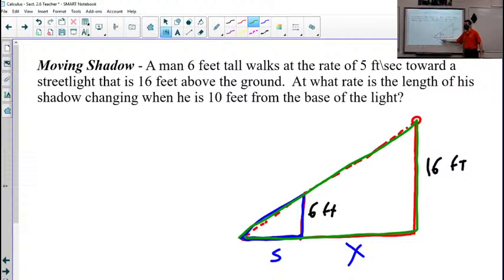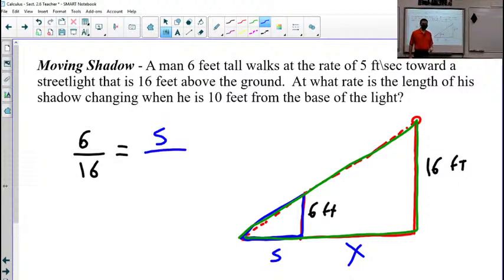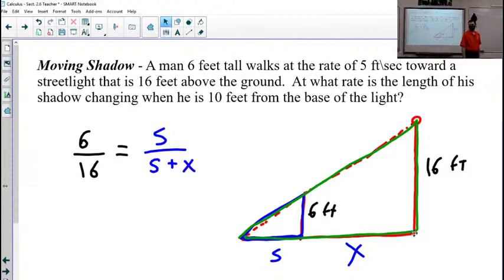So I can set the matching sides up in a proportion with each other. On the left side, I'm going to have the heights. Equals. And then on the right side, I'm going to have the distances along the ground. My distance along the ground in the blue triangle is what? S. My distance along the ground in the green triangle is going to be S plus X. All right.